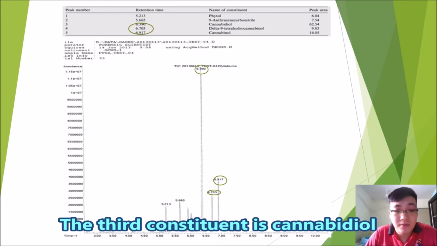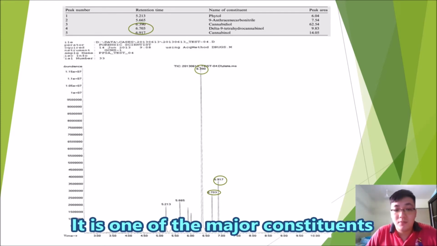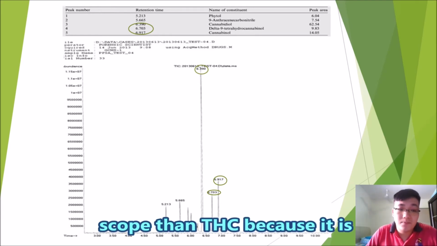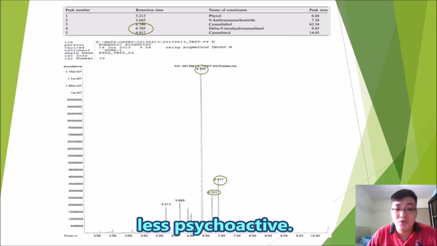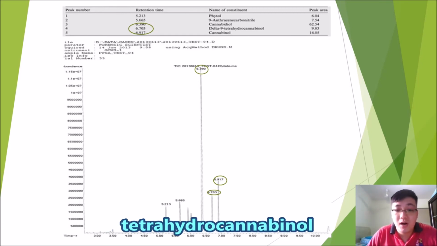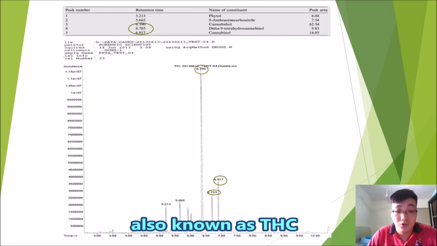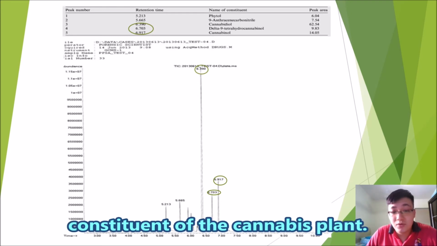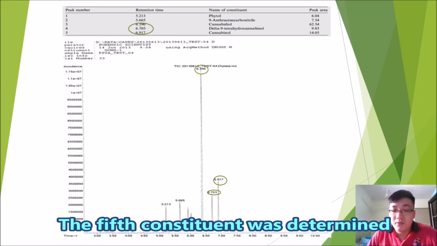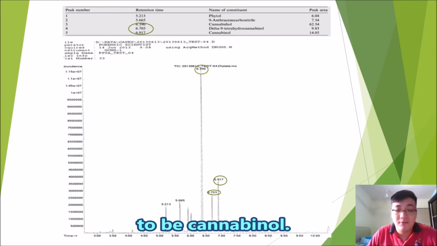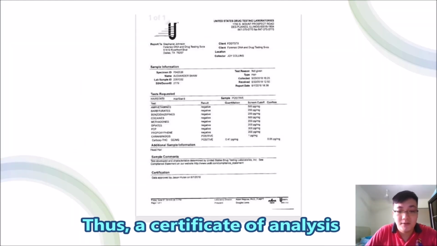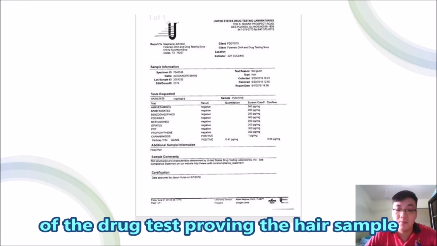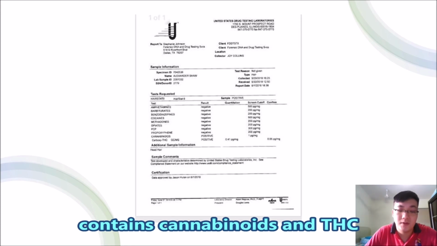The third constituent is cannabidiol, one of the major constituents of the cannabis plant. It is supposed to have a wider scope than THC because it is less psychoactive. The fourth constituent is tetrahydrocannabinol, also known as THC, which is considered the main of all the principal psychoactive constituents of the cannabis plant. The fifth constituent was determined to be cannabinol. Thus, a certificate of analysis was generated to provide the outcome of the drug test, showing the hair samples contain cannabinoids and THC for legal uses.